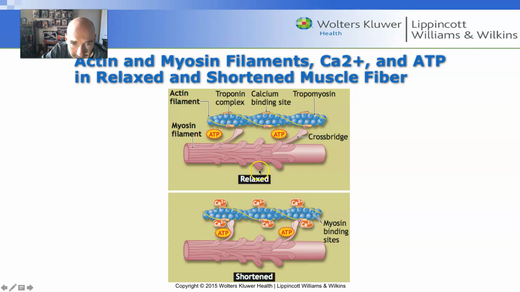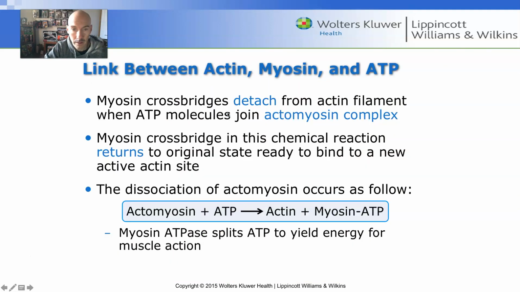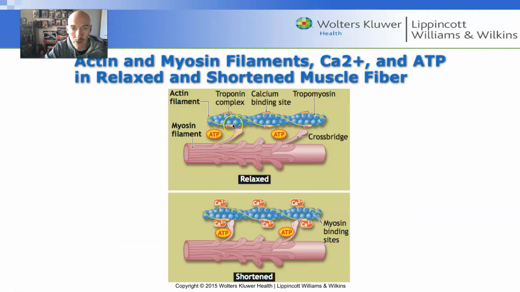So in the relaxed state, no calcium, tropomyosin, I should say, is blocking the binding site, so it can't attach. Okay. Once calcium moves in, troponin is activated. Tropomyosin is pulled out of the way, and that then allows the myosin cross bridge to bind to actin at the myosin binding site.